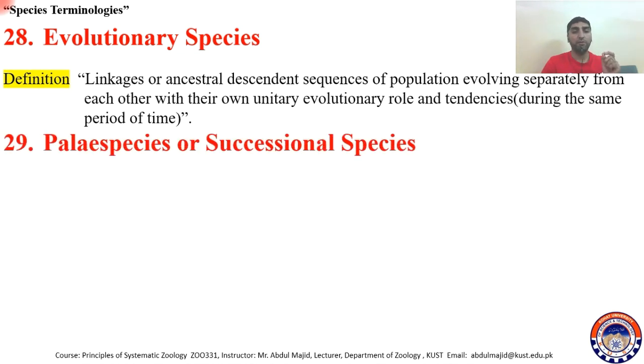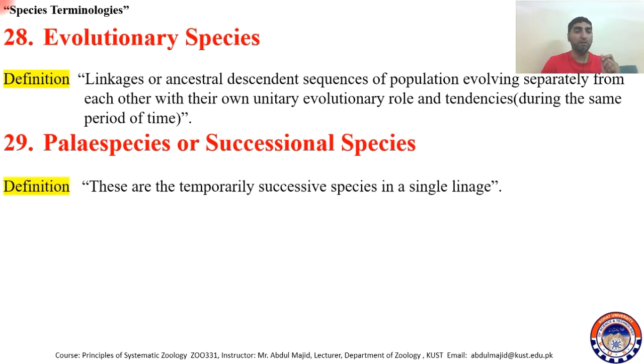Then there is paleospecies or successional species. These are temporally successive species in a single lineage. For example, if you look at the history of the world, at different times, different species were at their peak or flourishing. For example, in the Cretaceous and Jurassic, dinosaurs were flourishing, and there was an age of fishes, an age of amphibians, and an age of mammals, and this era is known as the age of man. So in a single lineage, temporally successive species are known as successional species.